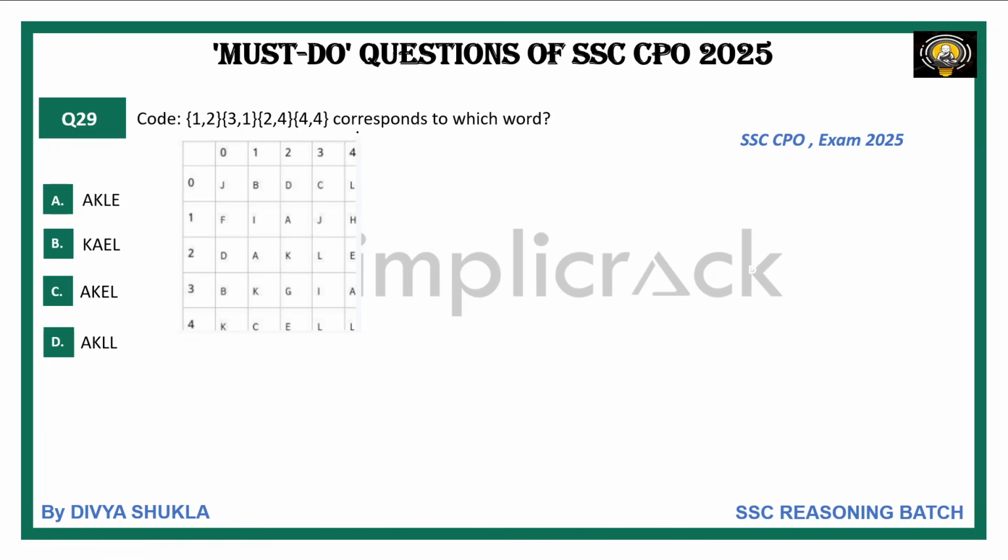Now you are given with the code. So you are given with code 1 comma 2, 3 comma 1, 2 comma 4 and 4 comma 4.